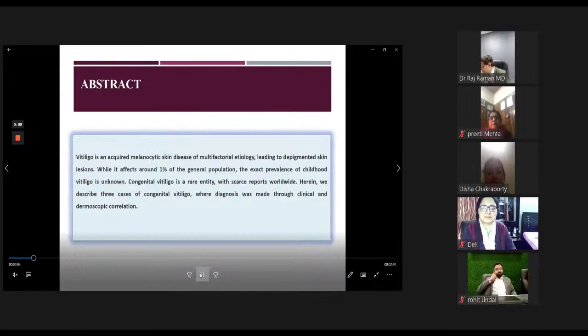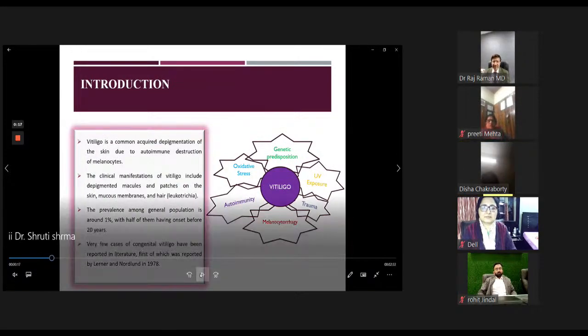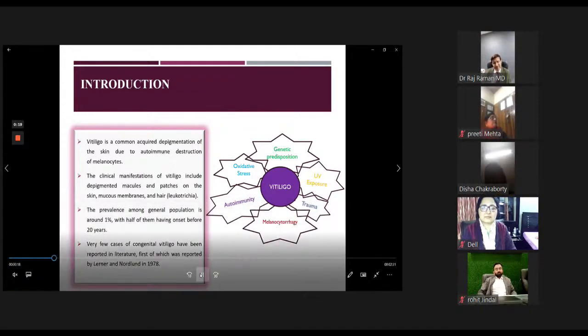Vitiligo is an acquired melanocytic skin disease of multifactorial etiology, which affects around 1% of the general population, with half of them having onset before 20 years of age. Very few cases of congenital vitiligo have been reported, and the first was reported by Lerner and Nordland in 1978.